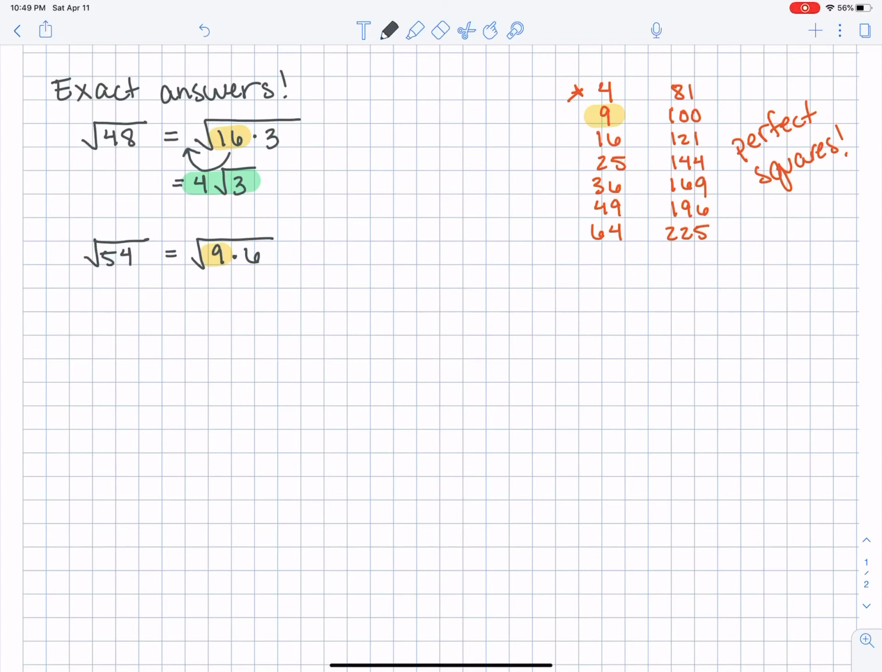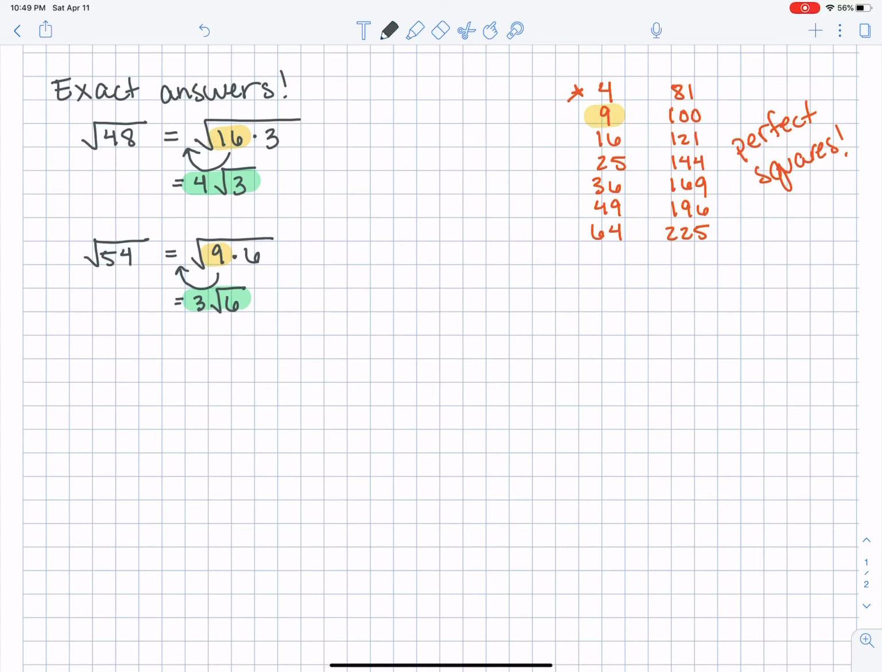So I'm going to go ahead and I'm going to take this 9 out of the radical. And I know that the square root of 9 is 3. And so my final answer is 3 square root 6. I'm going to go ahead, I'm going to highlight that for you.